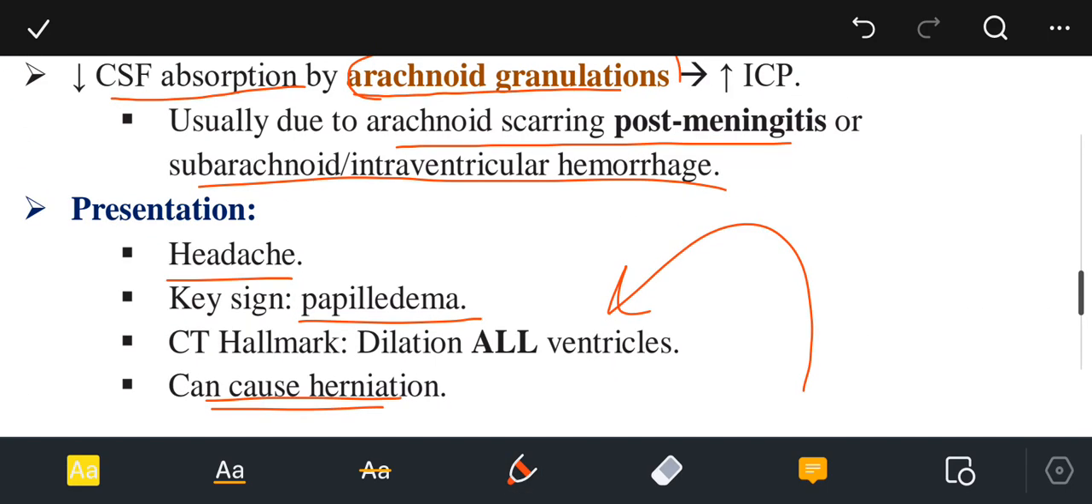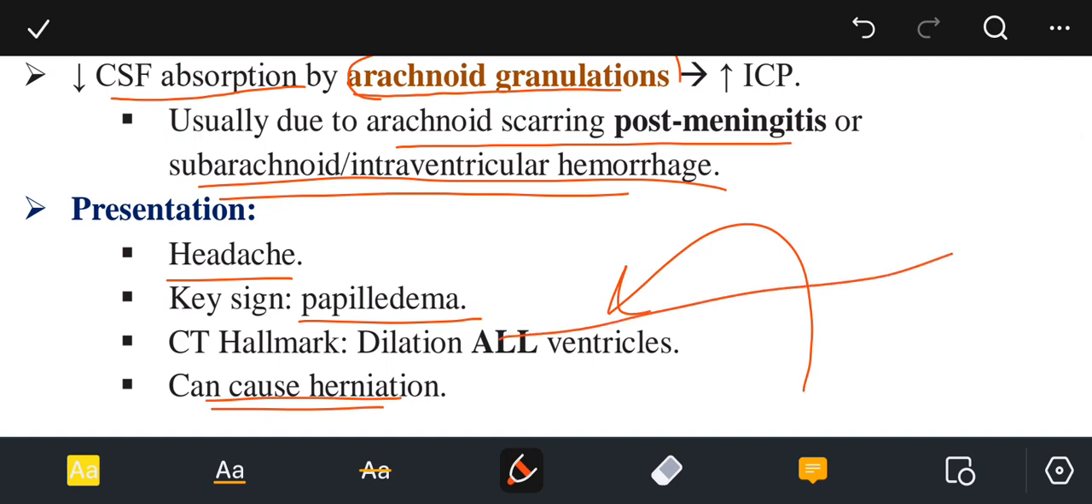Okay, so what is meant by subarachnoid and intraventricular hemorrhage? Suppose, I'm sorry, if I could bring that back, no I can't. So let's draw that again.